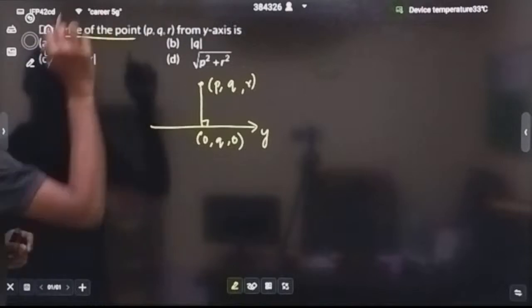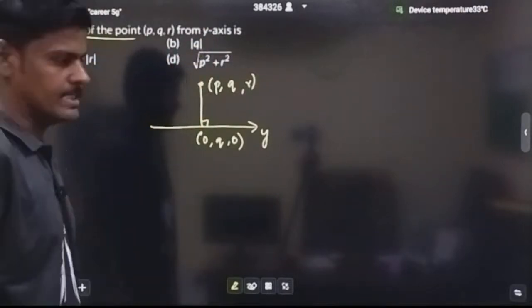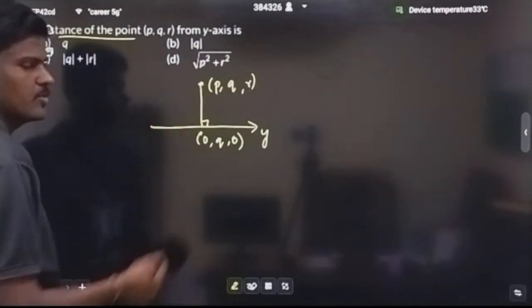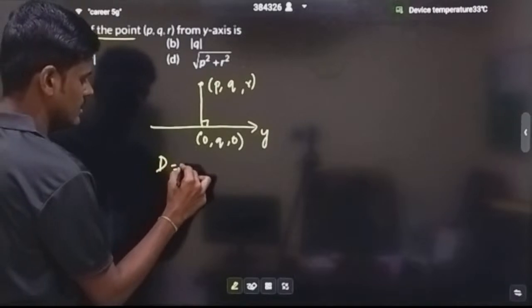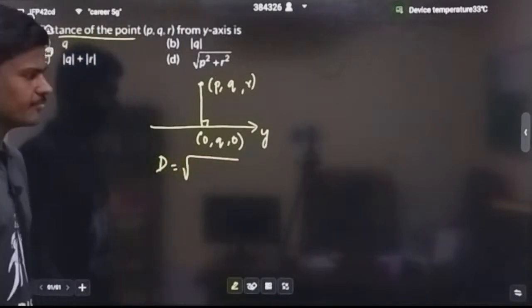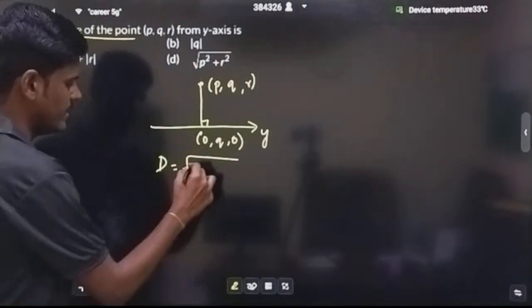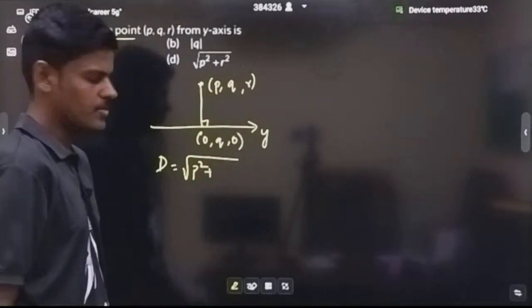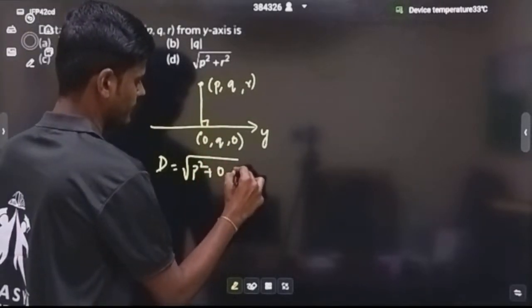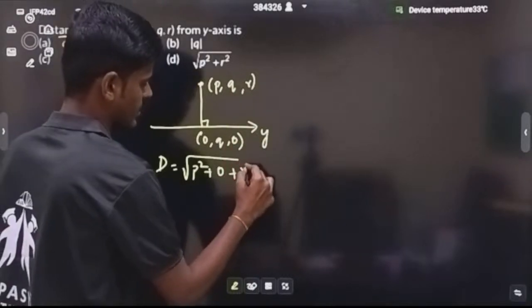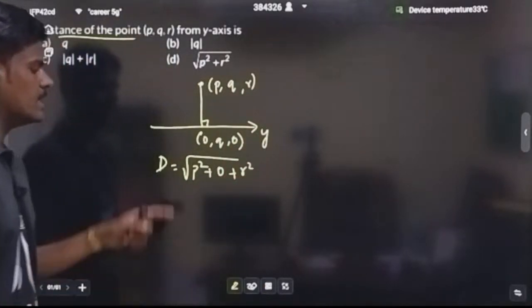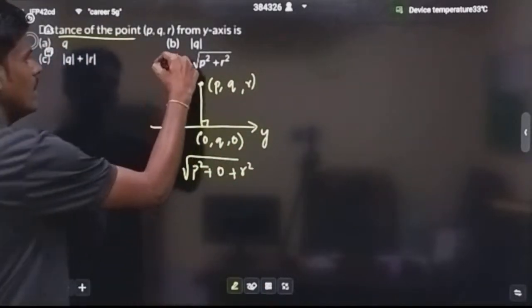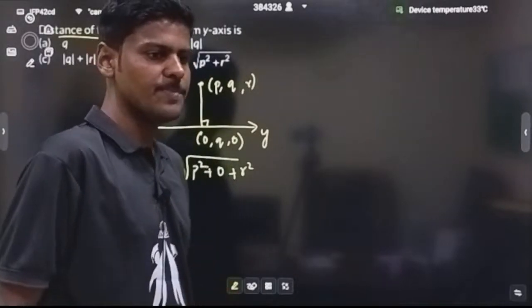Now we have to find distance between 2 points. Question is as simple as that. Distance of point from y-axis, that will be distance between 2 points. So what is the answer? Distance equal to square root of x2 minus x1 whole square, p square, plus y2 minus y1 whole square, that is 0, plus z2 minus z1 whole square. So what is the answer? Root of p square plus r square. Option D. Simple questions.